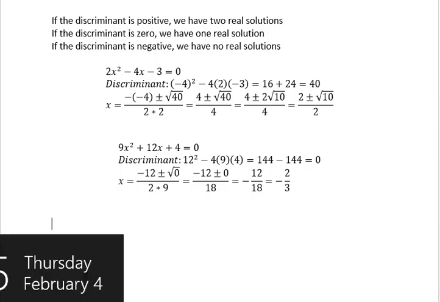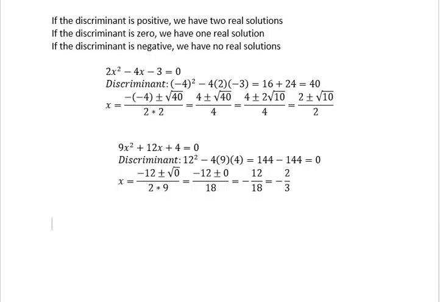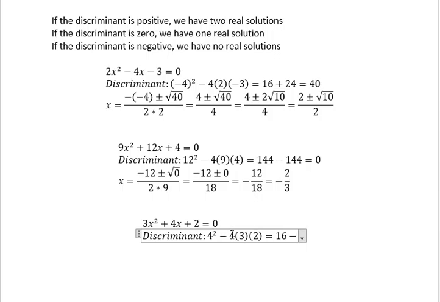Final example here. 3x squared plus 4x plus 2 equals 0. Let's find the discriminant. You guys should be able to do this without too much issue. 4 squared minus 4 times 3 times 2, which gives us 16 minus, negative 4 times 3 is 12, times 2 is negative 24. 16 minus 24 gives us negative 8.